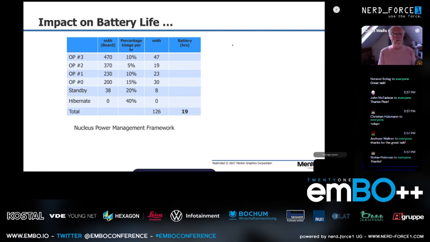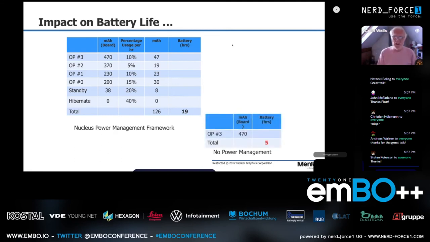What if we didn't do power management? How bad would it be? Well, the answer is no power management would be operating point 3 all the time, because we'd need that some of the time. And if we had no power management, that's the only option we have. We would reduce the battery life to 5 hours, which means that the poor patient would have to be plugging this thing in several times a day to charge it up or swap batteries in order to achieve this. It doesn't sound like a very practical device from my point of view.